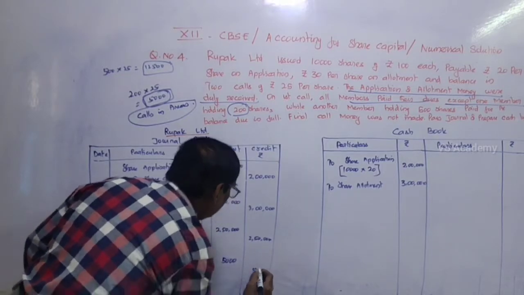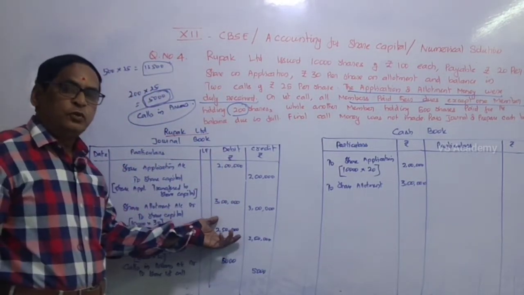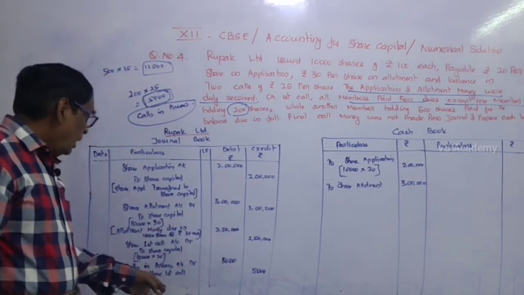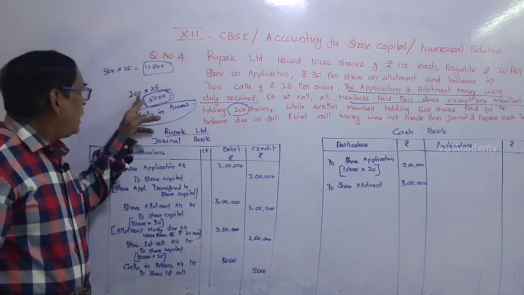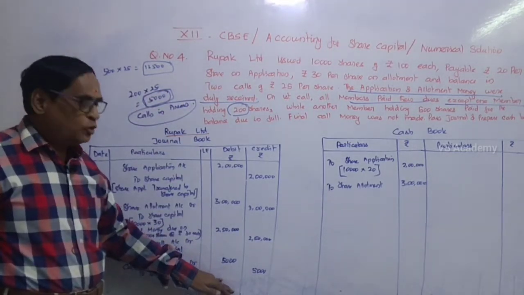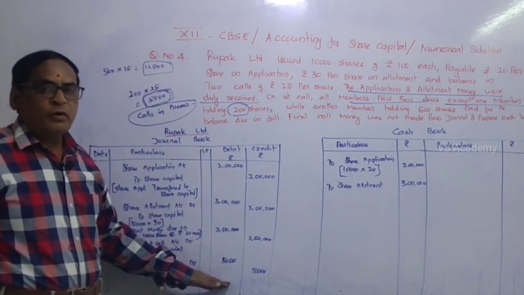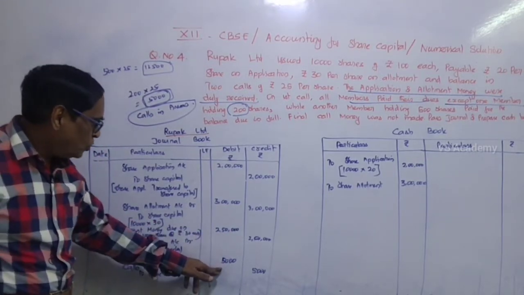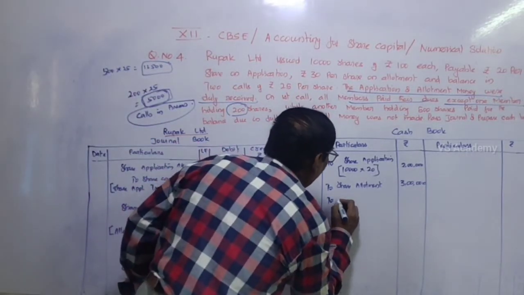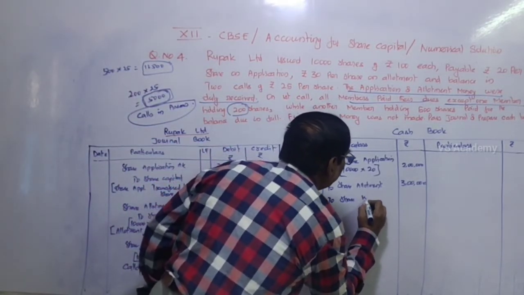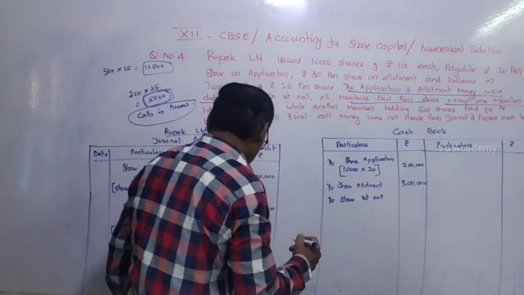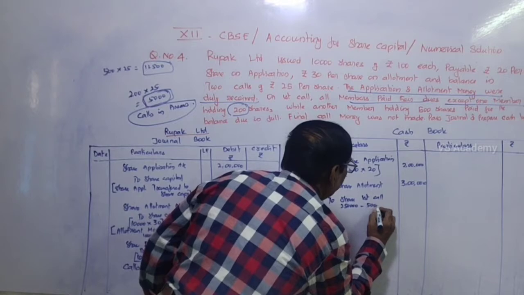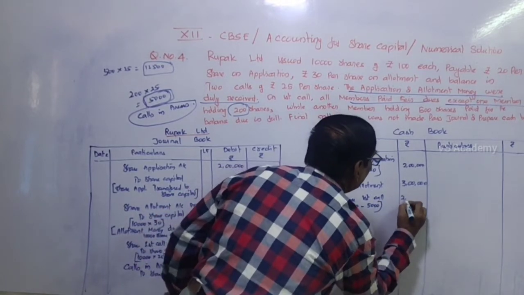That means actually we had to receive 2,50,000 rupees towards first call. But for 200 shares at rupees 25 we didn't get, that is 5,000 rupees we didn't get. So how much we would have received? 2,50,000 minus 5,000. So on share first call, we received 2,45,000.